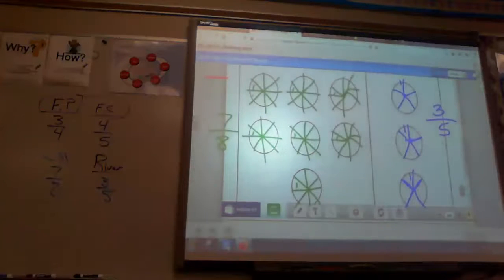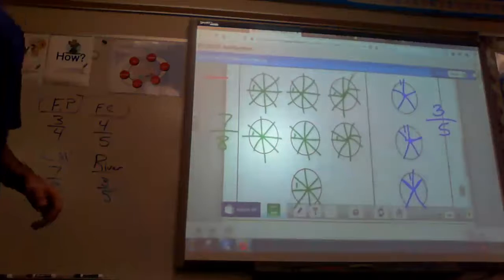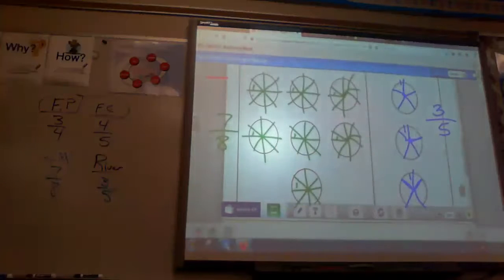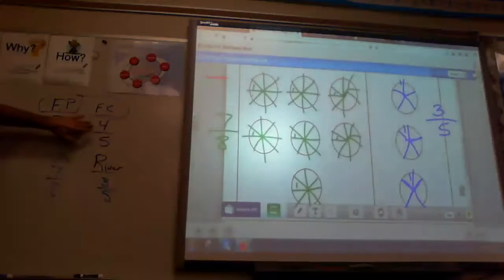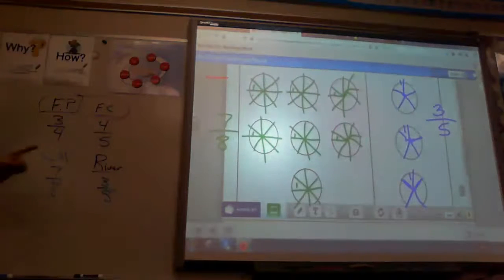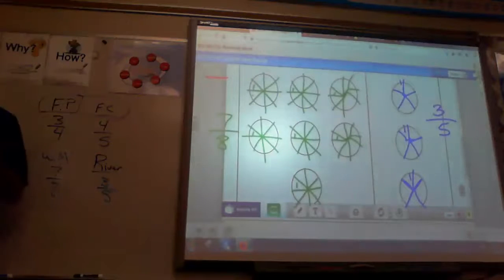Okay, 1, 2, 3, eyes on me. 1, 2, eyes on you. Rajan, which one can we eliminate right away and why? Okay, so Riverside, the 3/5. Why, Rajan? Okay, so we can clearly tell that it's smaller than Farmer's Cornfield, right? Because this is 3/5, this is 4/5. If I was hungry, I would rather have 4/5 of a pizza than 3/5, right? 4/5 is more than 3/5.